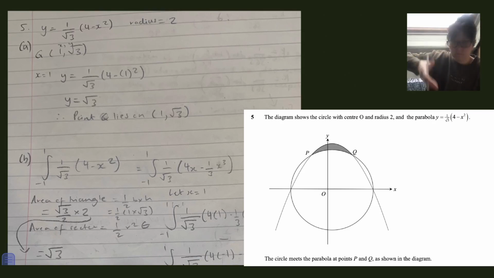Parabola, upside down quadratic, given its equation. Circle, we're not given its equation, but we are, because they tell us it's got centre 0,0 and radius 2, so we can get that.